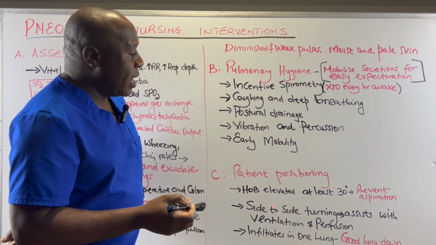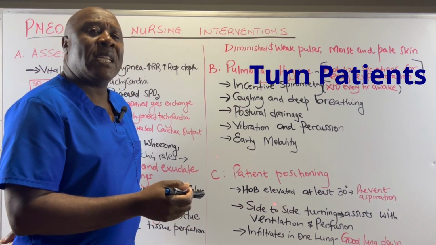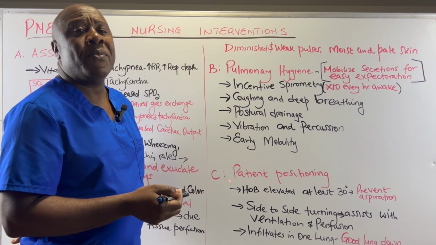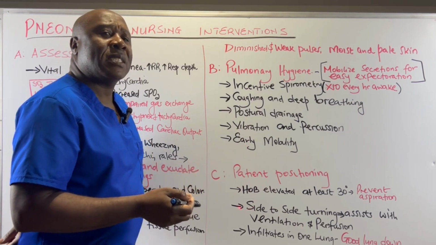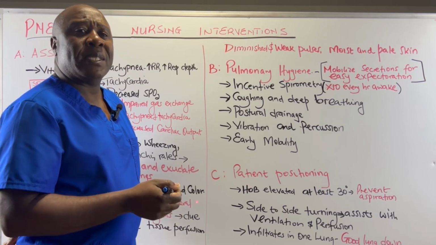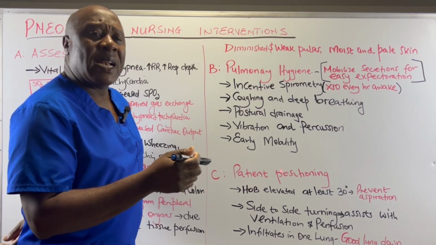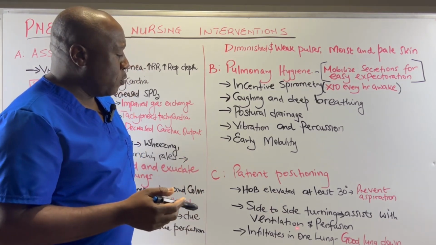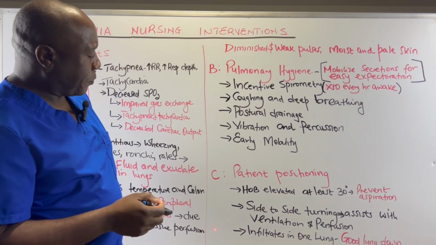Number 2, help these patients to turn in bed. Help them to move from side to side. And this is normally done maybe every 2 hours or even sooner. So you can make sure these patients turn from left, then after some time, turn them to the right. After some time, turn them on their back. This turning of this patient helps to improve ventilation and perfusion in their bodies.